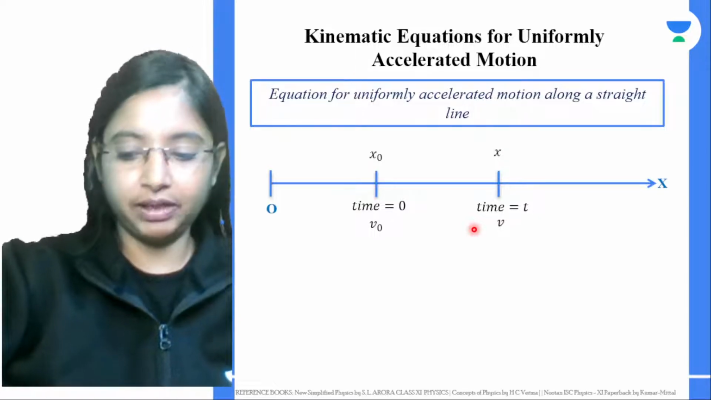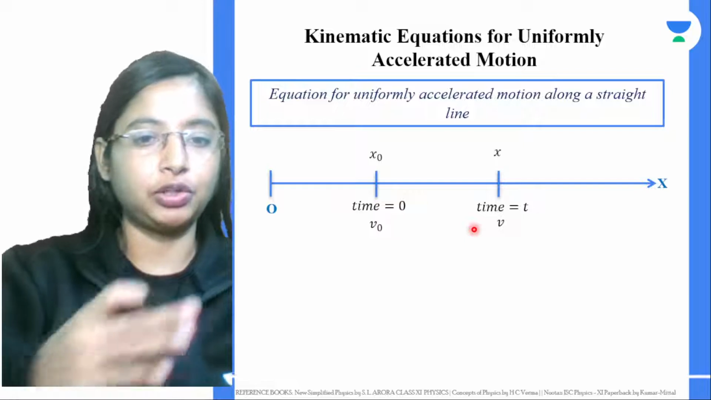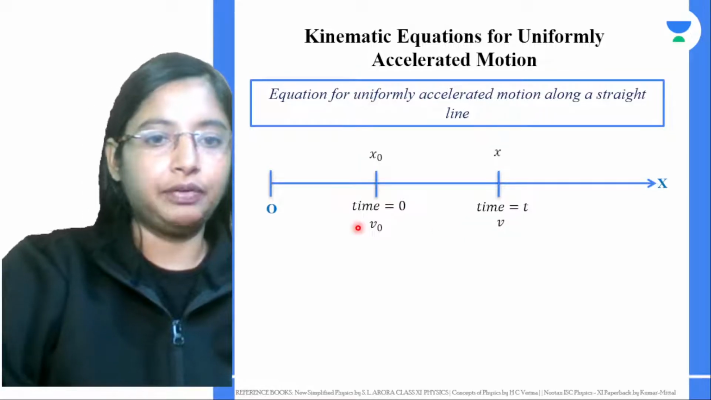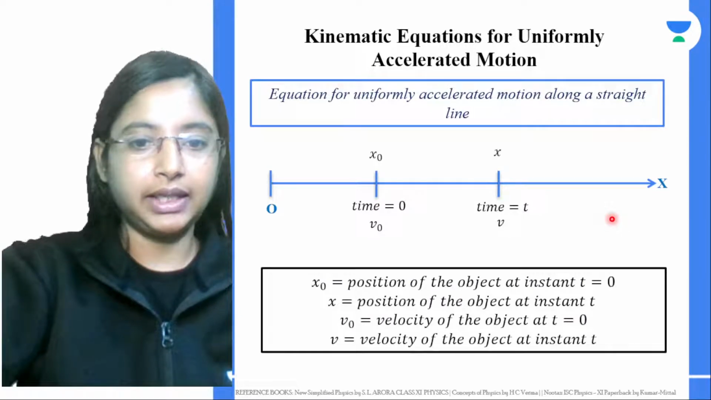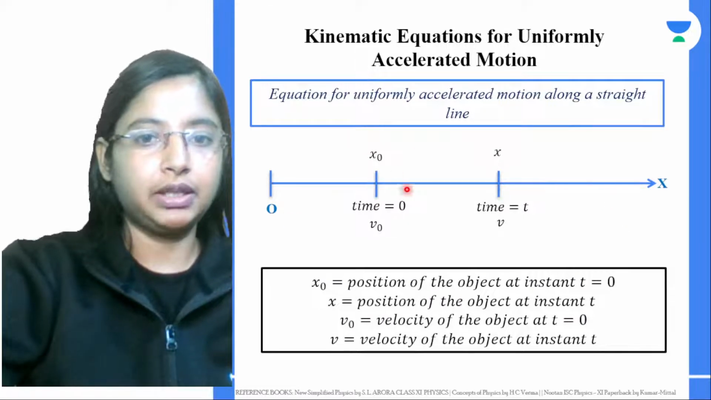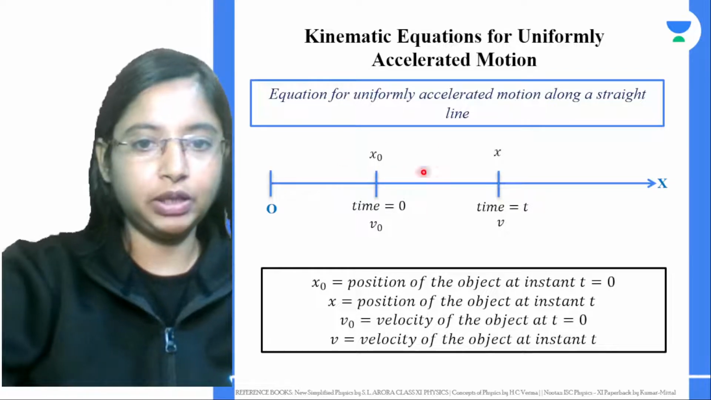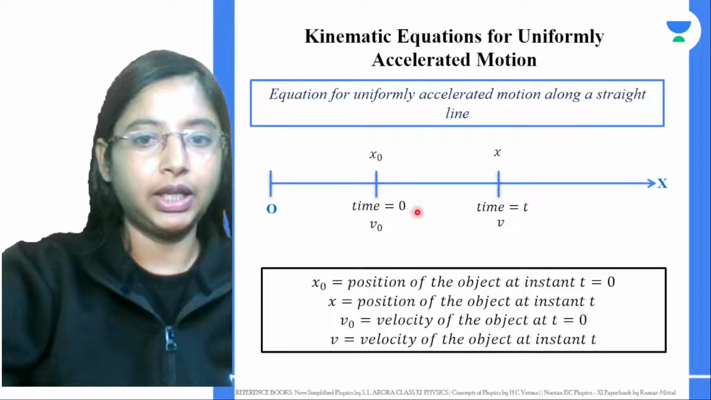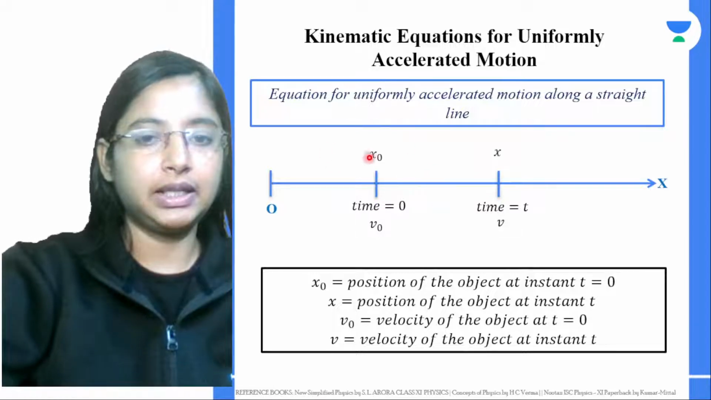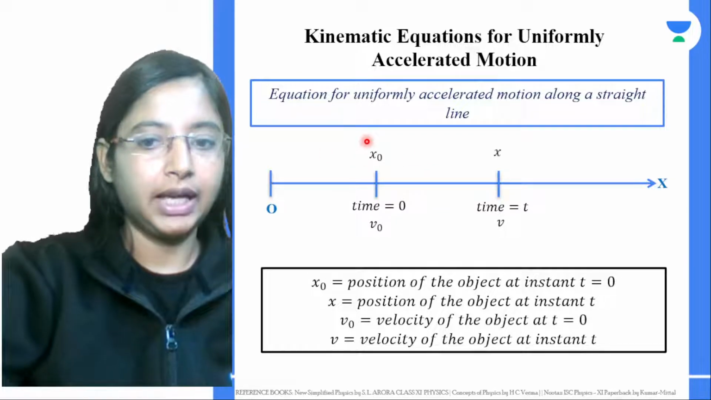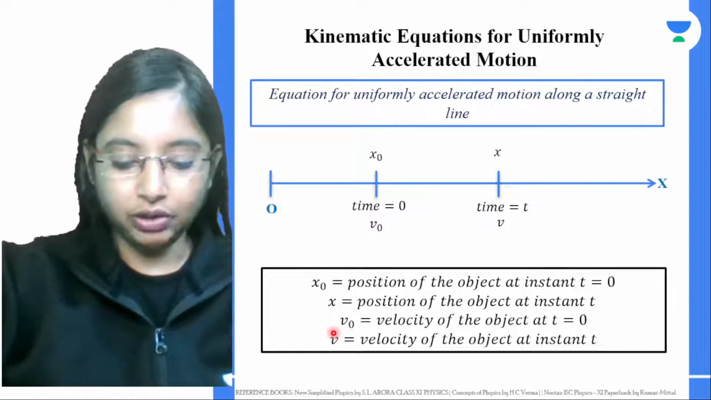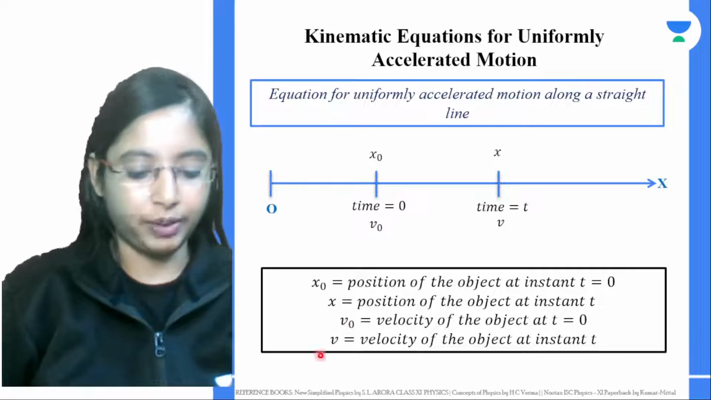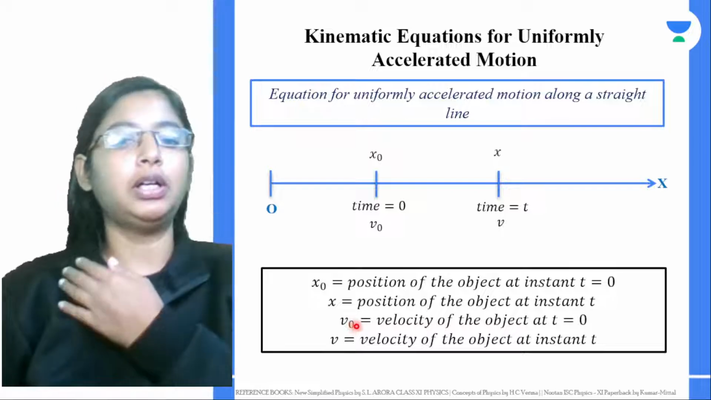One thing we took was that, let's say an object is starting from here and going towards the positive x direction. In this case, let's say this x0 is the position of the object at instant t equal to 0. At time t equal to 0, the position of the object is given by x0, and the velocity of the object at that time t equal to 0 is taken as v0. That is your initial velocity. Some books take it as u as well, so you can take it as v0 or u.